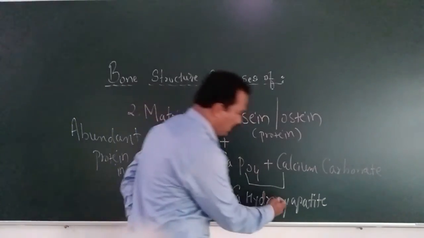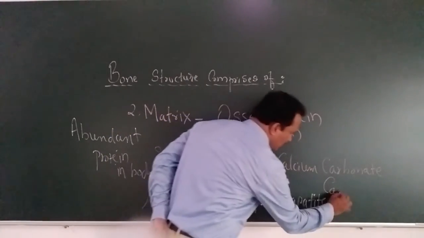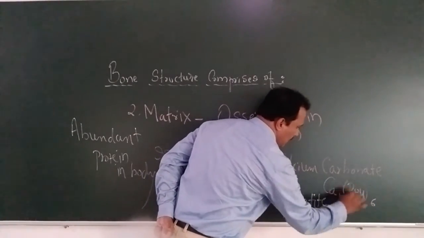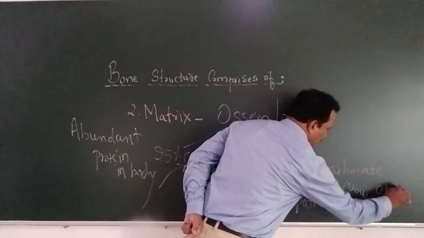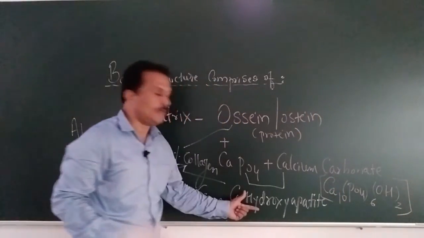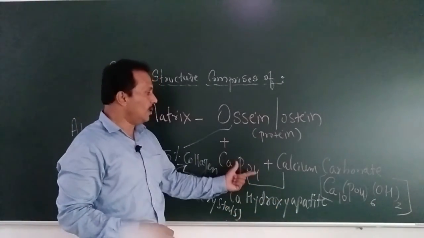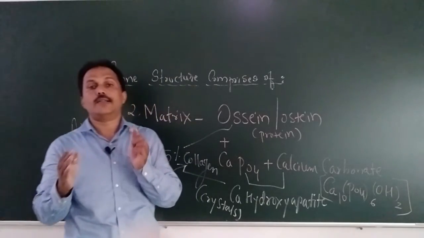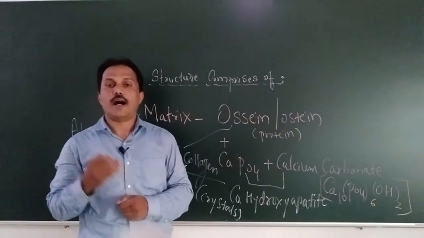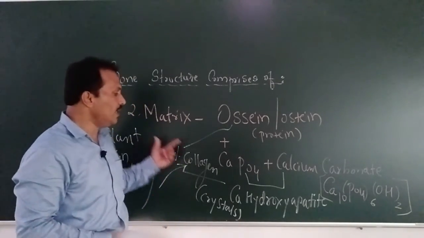What is the formula of calcium hydroxyapatite? I will write here Ca 10, PO4 6, OH 2. So this is the formula of calcium hydroxyapatite. So crystals of calcium hydroxyapatite plus ossein form the hardest bony matrix, and that is the main thing responsible for hardness or strength of the bone. That is nothing but the bony matrix.